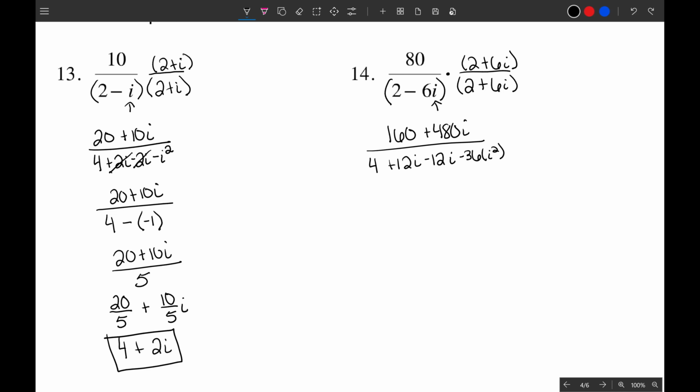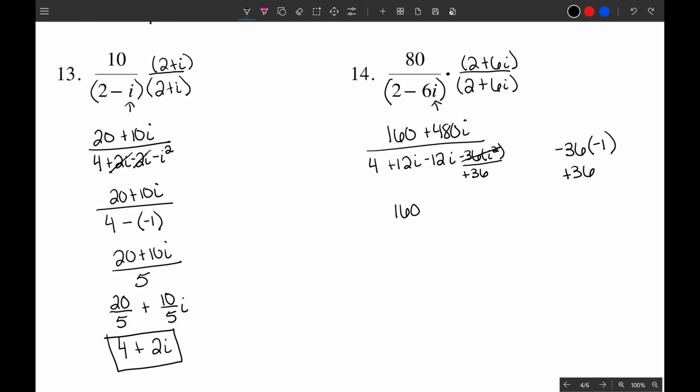Now, if you would like to not have to write this and write it and write it, when you get to this one, you could take that out to the side and say, well, if I have negative 36 and I replace the i squared with negative 1, that gives me positive 36. And then you could just know that this was going to be positive 36 right here. It keeps you from having to rewrite a whole step just for that one thing.